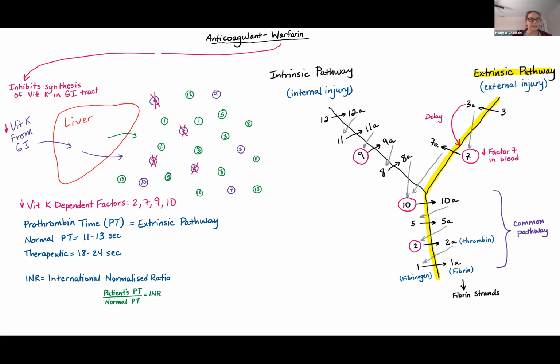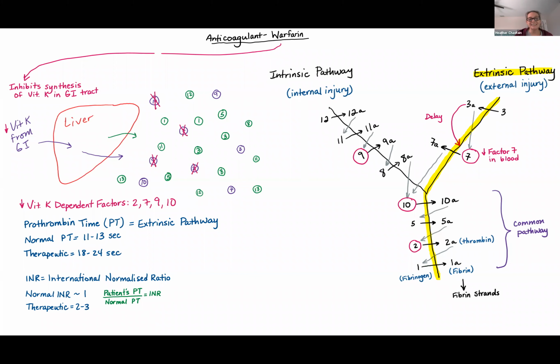If we're not on any kind of anticoagulant, a normal INR is around 1, which means it takes us the same amount of time it takes any other person to form a clot. Therapeutic INR is around 2 to 3. What 2 to 3 says is it takes that person 2 to 3 times longer to form a clot than the average person, than the normal prothrombin time.